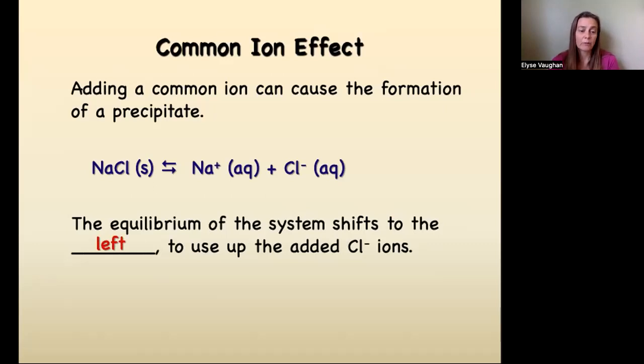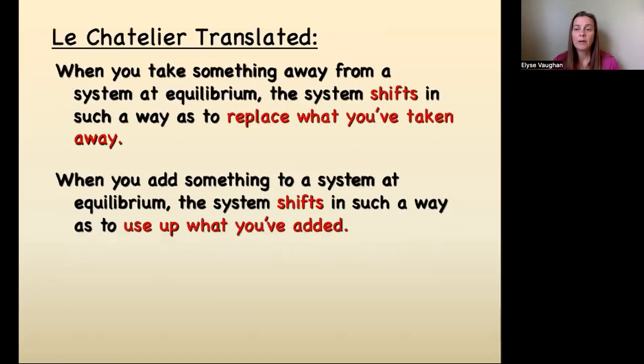So just a quick review. LeChatelier's principle says when we take something away from a system at equilibrium, it's going to shift to replace what we've taken away. The thing that we take away can be a gas. It can be the concentration of one of the products or reactants. It can be temperature or energy. And it's going to shift to replace what we've taken away.